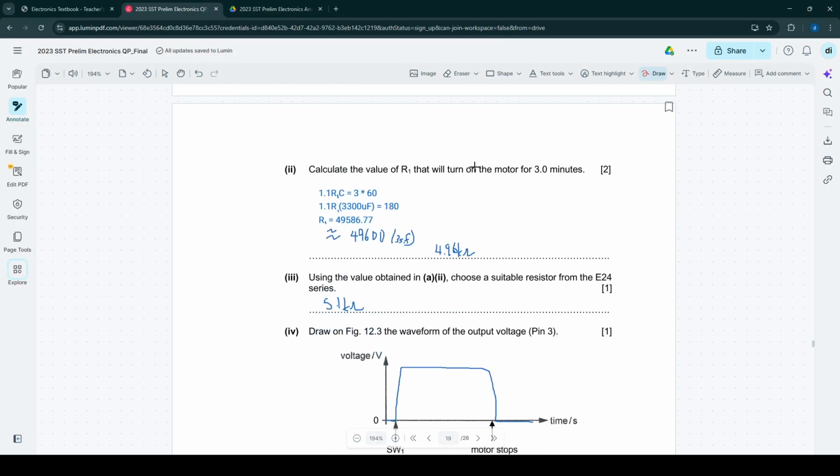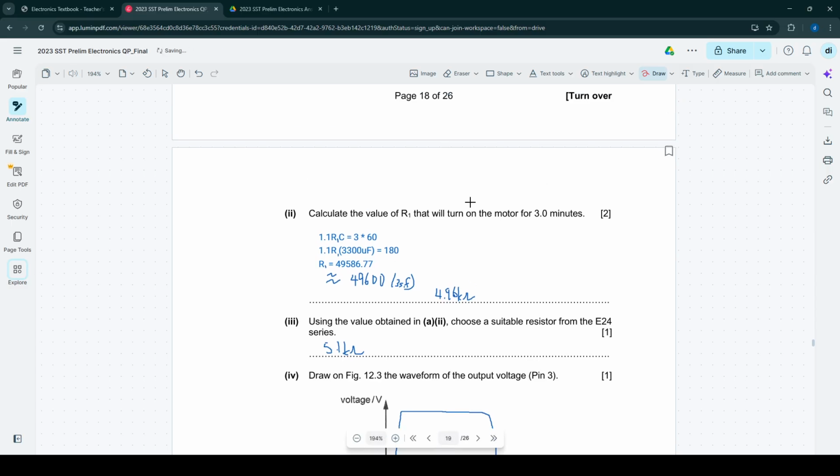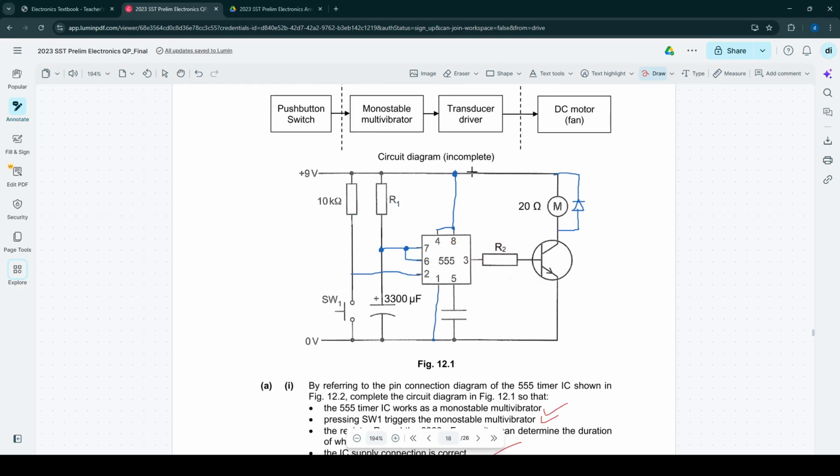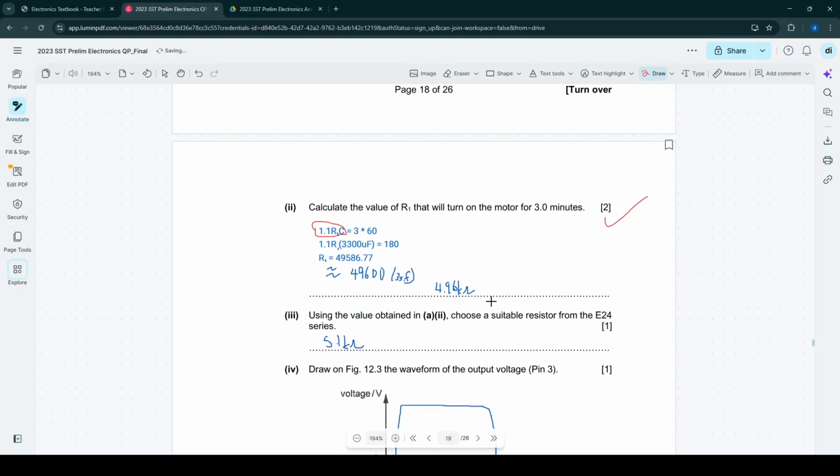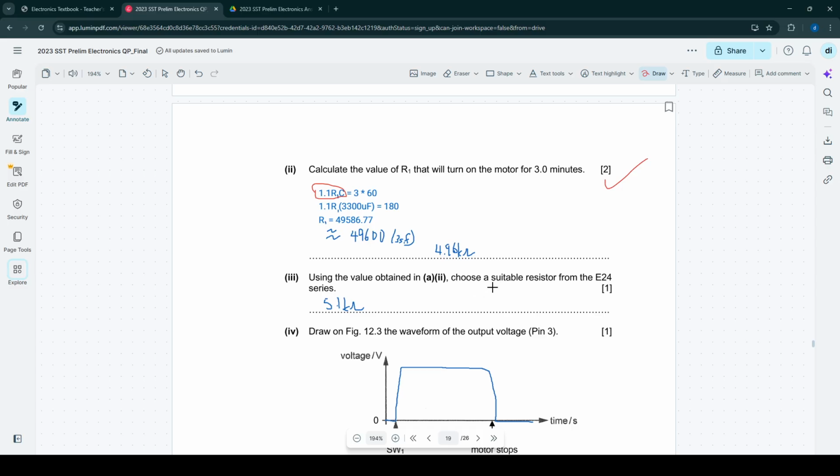Yep. Calculate the value of R1 such that the motor will turn for 3 minutes. So you can use the equation for this. We can use this equation which calculates the period of the on signal for monostable 555 timers. So you just plug it in and we can find R. If you didn't mess up your calculation, which you didn't, then you'll be fine. Using the value, I'll choose a suitable resistor from the E24 series.